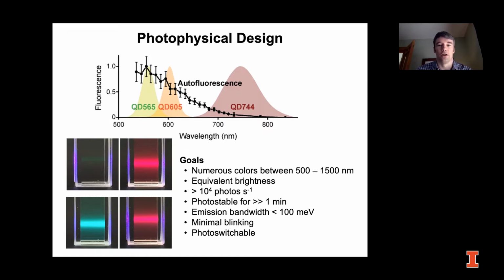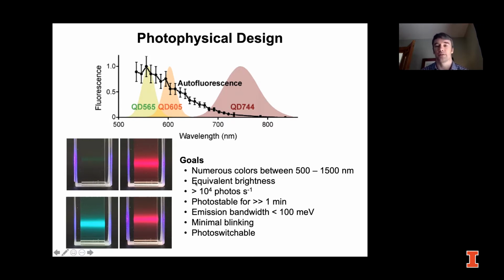So a very small amount of crosstalk between the red channel and the blue channel will completely wash out the blue channel if you're trying to image it simultaneously. So we're trying to create these to be equivalent brightness, also very high photon emission rates, so we can detect individual molecules with statistical significance, long-term photostability, narrow bandwidths, minimal blinking, which is basically these flash on and off repeatedly at the single molecule level.